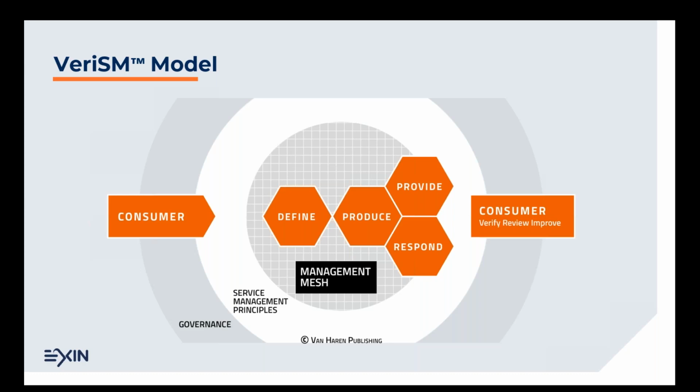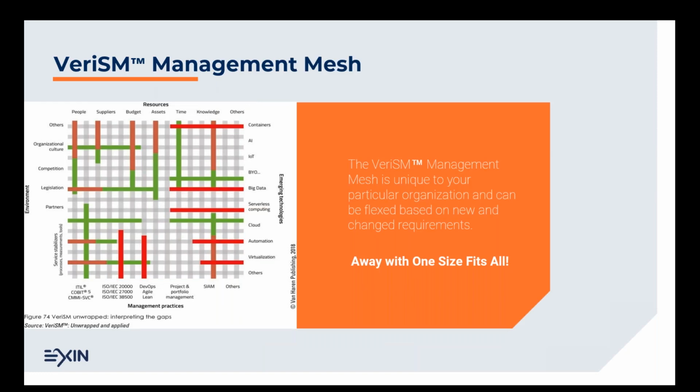And there's the concept of the management mesh, which some of you may be familiar with. It's not rocket science, but it's a very powerful tool. It looks at 4 different aspects: resources, including knowledge, people, time, and environment, which includes aspects like organizational culture and legislation; management practices, and again, these don't have to be IT focused, they can be across the organization; and emerging technologies, AI, blockchain, cloud, all kinds of different technologies that organizations can use to support their strategies and their business aims. So the VeriSM management mesh looks at these 4 aspects.